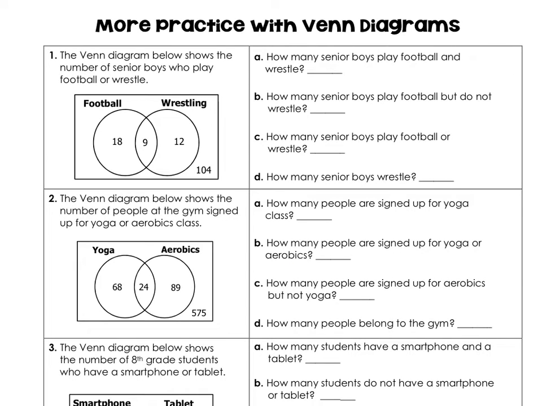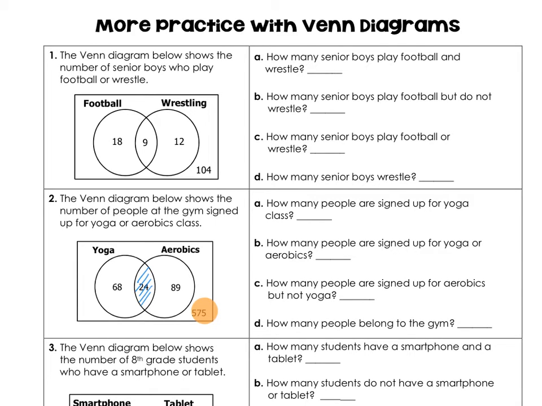Okay, now let's do some additional practices. I won't do everything on this worksheet, but I'll do a couple of examples so that I can lead the way and show you how it's done. Okay, so let's start with number 1, it's pretty self-explanatory. Number 2, the Venn diagram below shows the number of people at the gym signed up for yoga and aerobics class. So what we see is 68, 24, 89. So people who do yoga are 68 plus 24. People who do aerobics are 24 plus 89. And the people in between here, those 24 people do both. Notice that there's also a number right here, 575, and this rectangle shape represents all the people that belong to the gym. So those are the people who use the gym, but they don't do yoga, nor do they do aerobics.